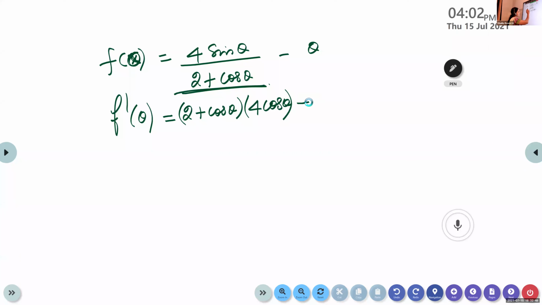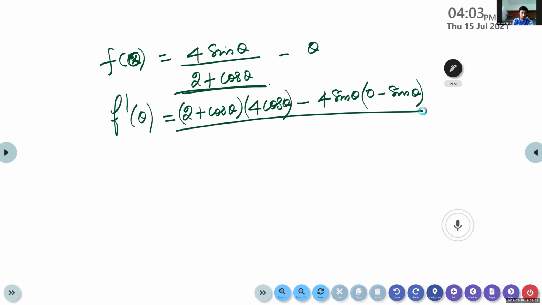Minus. We keep the numerator as such, 4 sine theta into the derivative of the denominator. What is the derivative of the denominator, Michael? 2 plus cos theta. What is the derivative of 2 here? 0. 2 is alone here, isn't it? Here the 4 is in product with cos theta, that's why we write 4 as such. But here 2 is separate. So when we differentiate a constant, it becomes 0, minus sine theta.